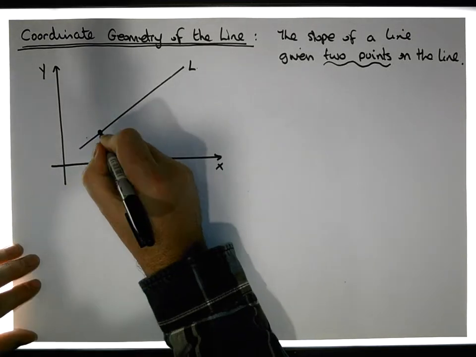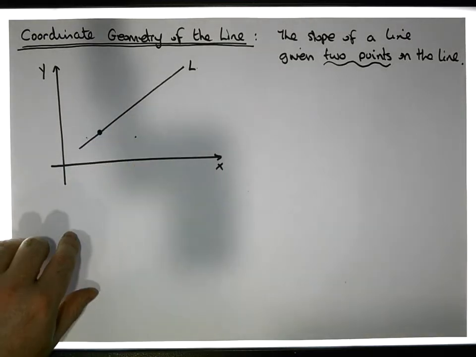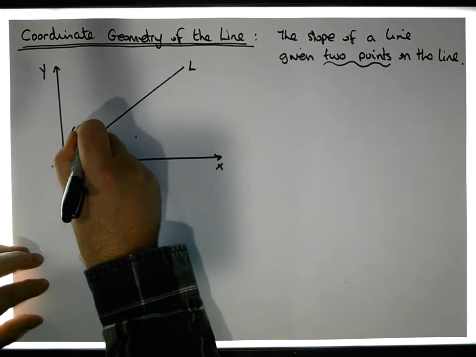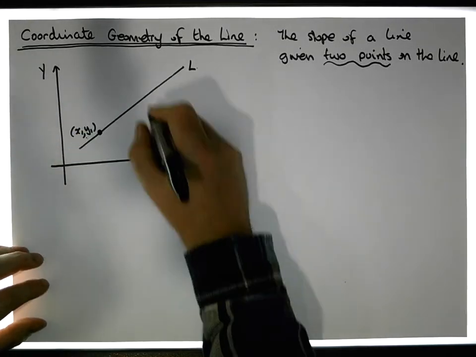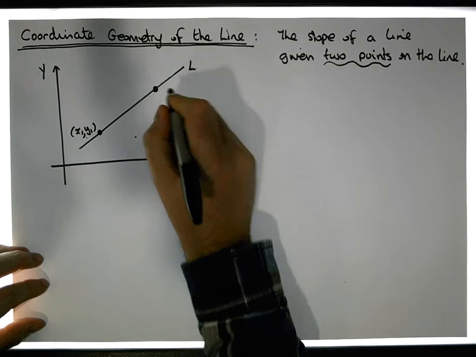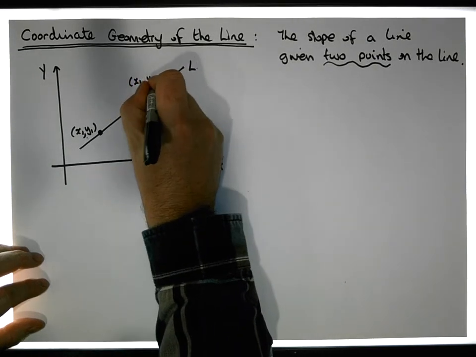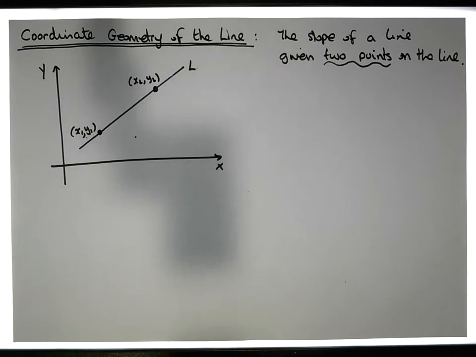Let's say we choose the point A, which is x1, y1. And let's say we choose another point here, the point B, which is x2, y2. So we have 2 points on the line. Now, what do we mean by the slope? We're not really proving a formula here. We're presenting a definition of what we really mean by the slope of a line.